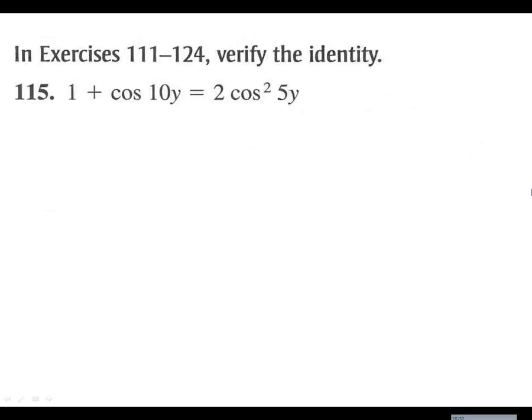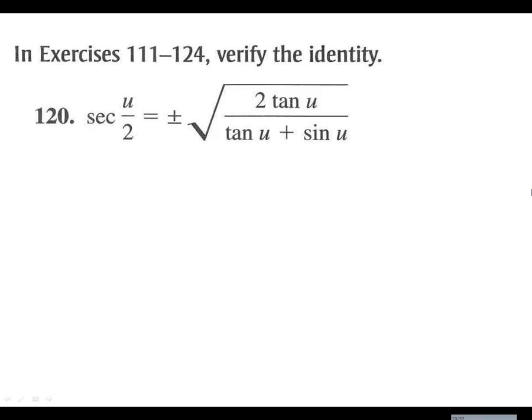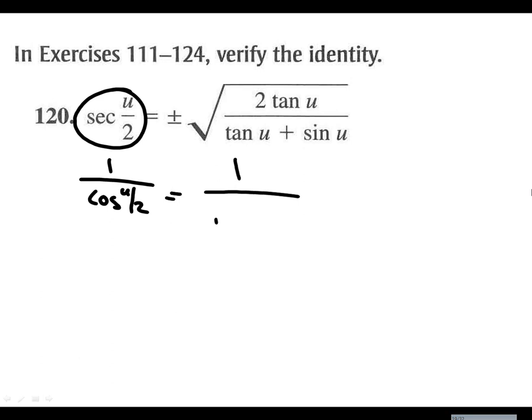All right, last problem here. Problem 120. Secant of u over 2. Let's prove this. I know we usually say let's start with our more complicated side, but we have a formula for this actually. So let's go to where we have a formula and see if that'll help us. So secant of u over 2 is the same thing as 1 over the cosine of u over 2. And so that's going to equal 1 over the square root.